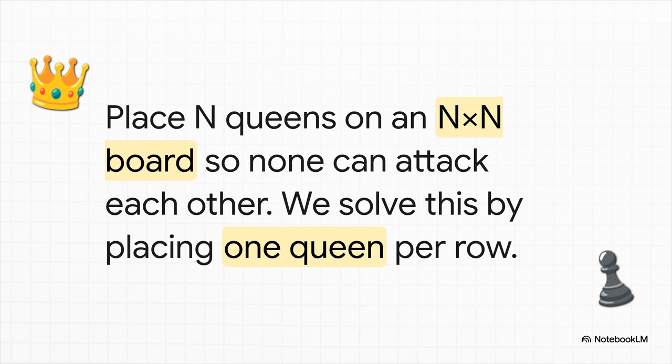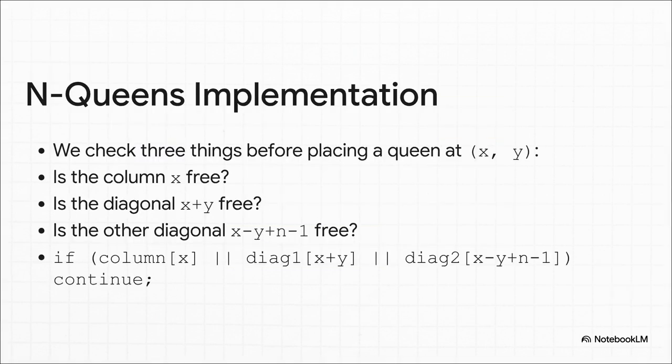Now, the key insight here, the thing that makes this solvable, is to simplify our search. We're going to decide to place exactly one queen per row. That takes care of the row constraint automatically. All we have to worry about now are the columns and diagonals. And this is where the code gets really clever.